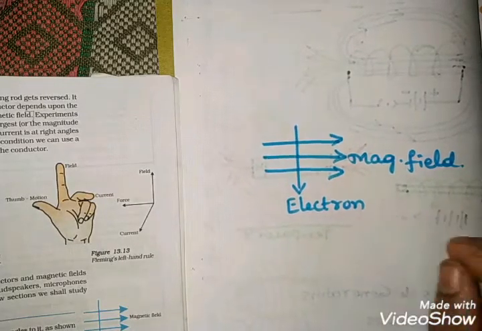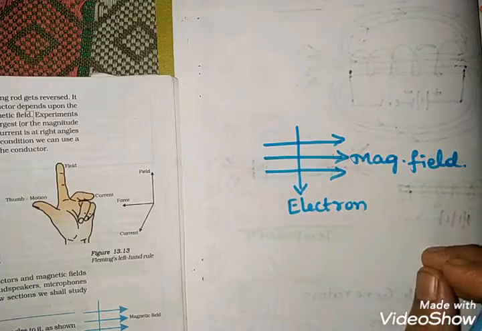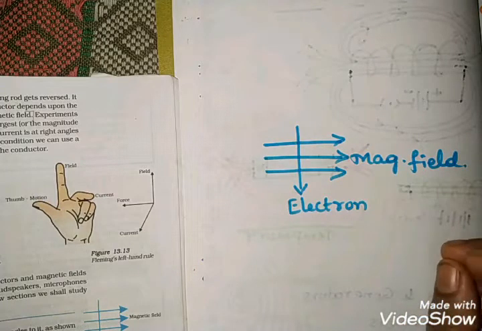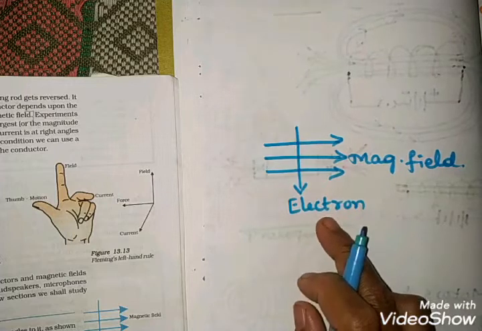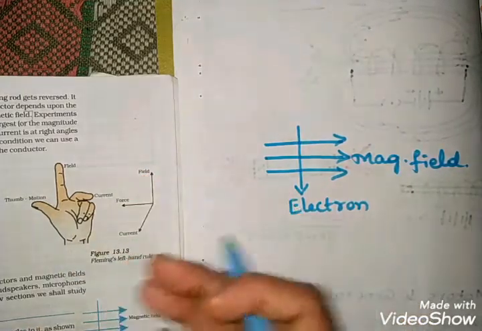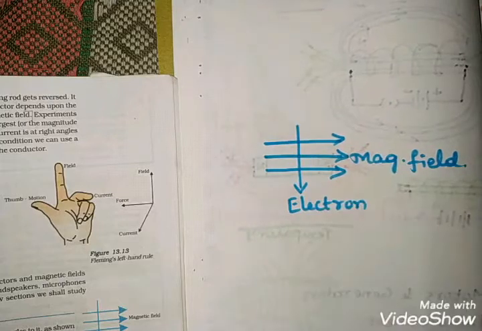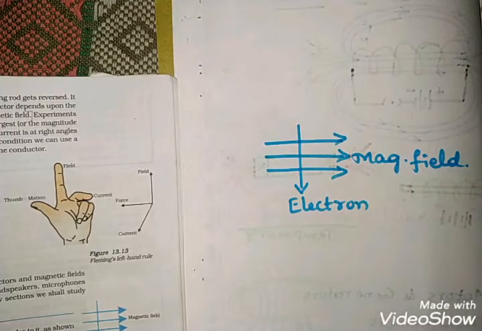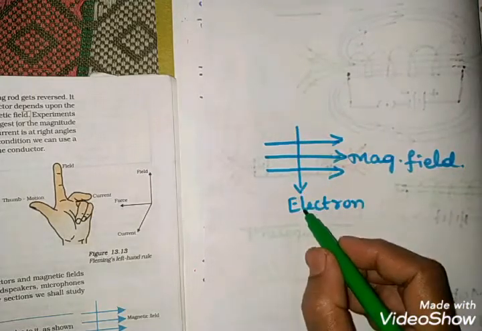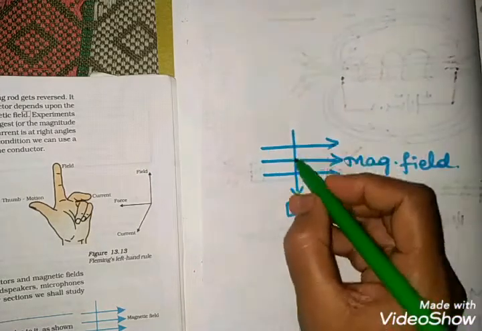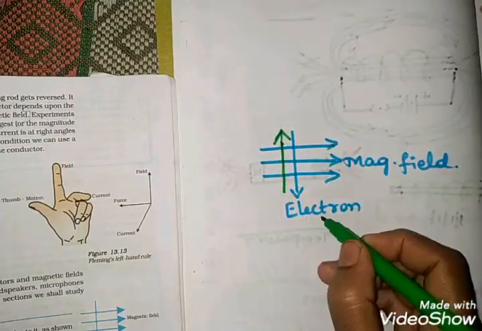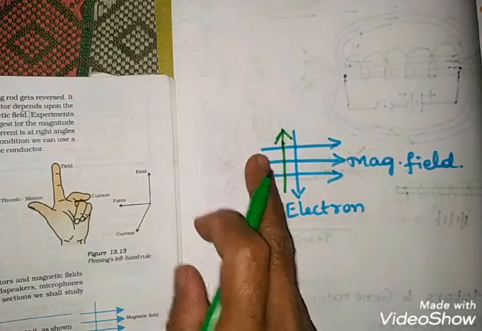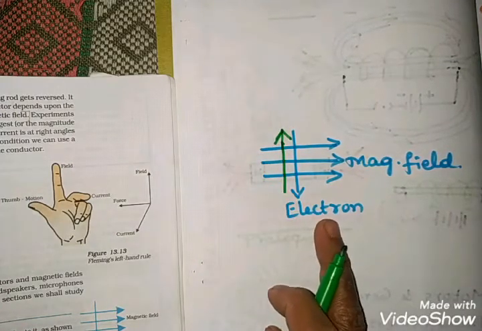Always remember, children, conventionally the direction of the current is opposite to the direction of the electron. Conventionally current is positive to negative, always. But for the electron, it is the reverse direction. So if the electron is moving downwards, it means the current is flowing in the upward direction, children. Remember always, the direction of the current will be opposite to the direction of the motion of the electron.